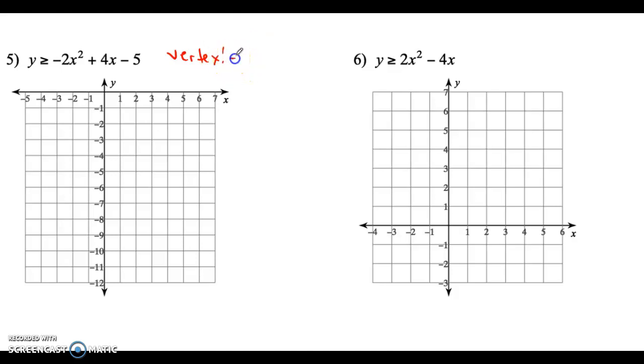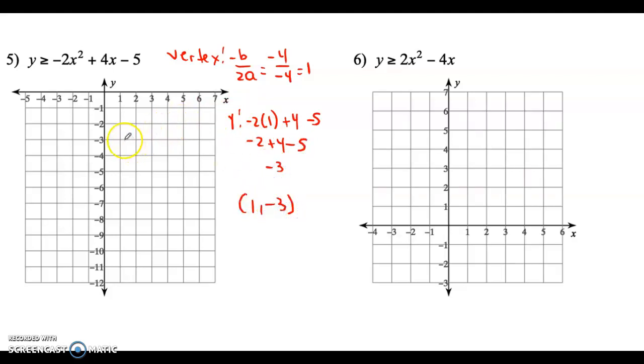And again, you could pause this anytime to try it on your own before you do one for a grade. Negative b over 2a, which is going to be negative 4 over negative 4, which is 1. Substitute 1 in for the x-coordinate, and we're going to get negative 2 times 1, don't forget your order of operations, plus 4 minus 5. You square first here. So we're going to have negative 2 plus 4 minus 5, and we get negative 3. So we have 1, negative 3.